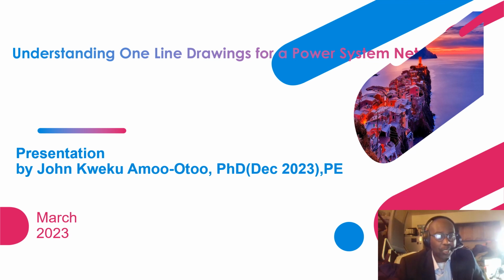And this time, the topic is understanding one-line drawings for a power system network. This is such an important topic, as a development engineer, as an experienced engineer, for you to know how to read one-line drawings, because that is the basis of you progressing into your career, especially in the power systems area. My name is John Kweko Amotu, and I've been a professional electrical engineer for the past 31 years, and I'm based in the United States of America.